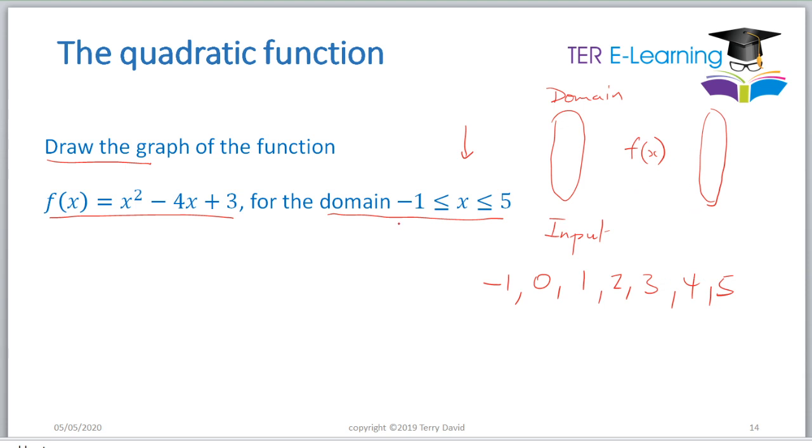So make sure you understand the word domain. The domain gives us a guide as to what we're going to plug into the function, right? So first thing, make sure you understand what they are asking here. They want us to draw a graph of this function, right? That is the function, and they have given us the domain as being between minus 1 going up to 5, right? So here's how we're going to do this.